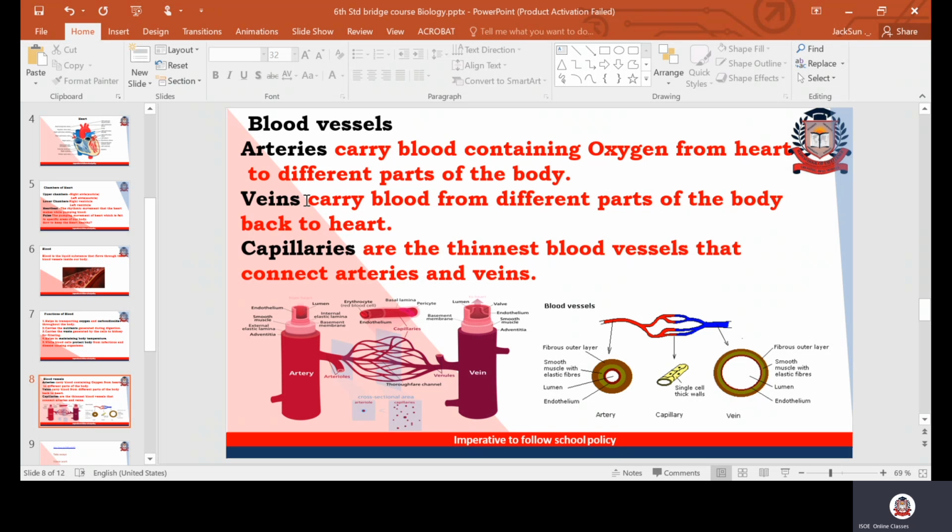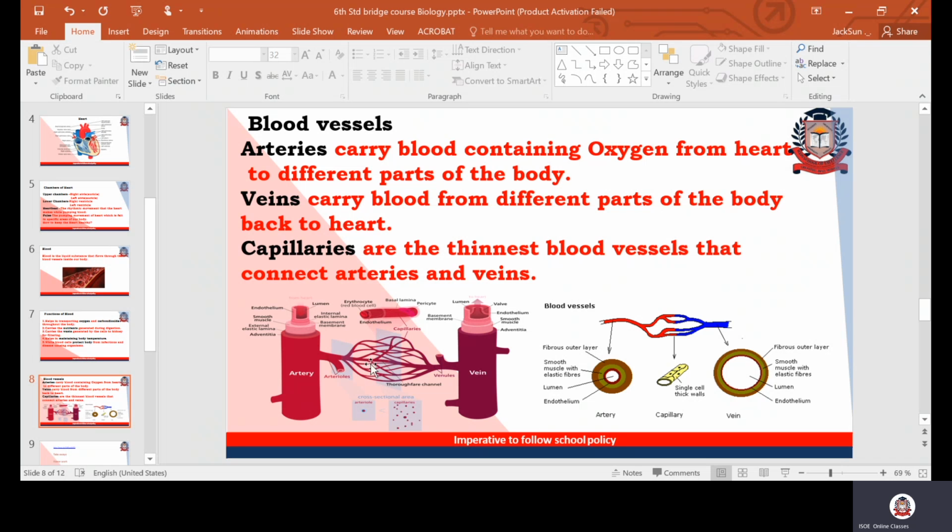Veins are the ones carrying blood from different parts of the body to the heart. So from that it's very clear that arteries will have blood with more oxygen, and veins will have blood with less oxygen or more carbon dioxide, and capillaries are the thinnest blood vessels that connect arteries and veins. In this diagram, this is the artery and you can see the vein here, and this is the capillary, the connection between the veins and arteries.